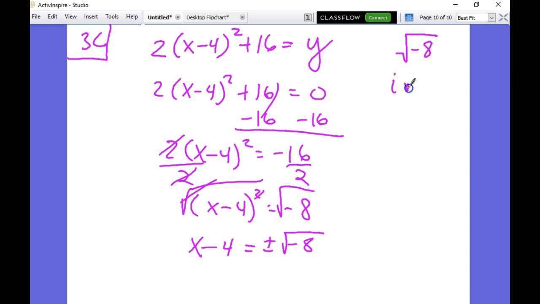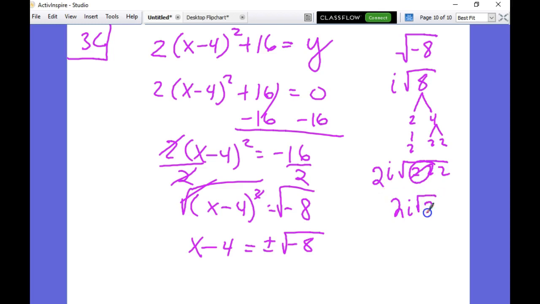So first of all, we take the i out, right? And then we break it down. What makes 8? 2 and 4, and then 2 and 2, and then this 2 radical 2. What can I take out? Mommy turtle, daddy turtle have a baby turtle, and they leave 2 i's, and then they leave.